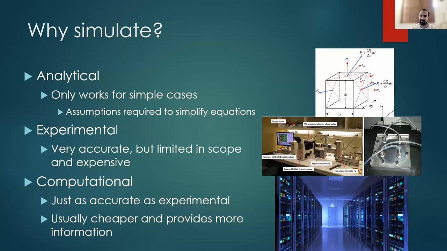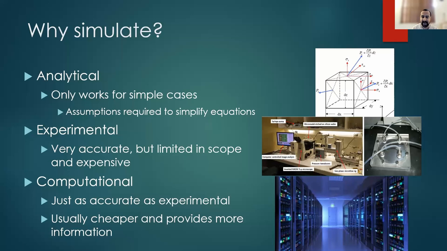But oftentimes you're not dealing with that. You're dealing with a complicated shape. You're dealing with boundary conditions that are changing and not stringent. So the next best thing you can do is experimental, because if you have experimental data, it's very accurate because it's built on the actual thing that you're testing on, but it's limited in scope and it's actually very expensive.